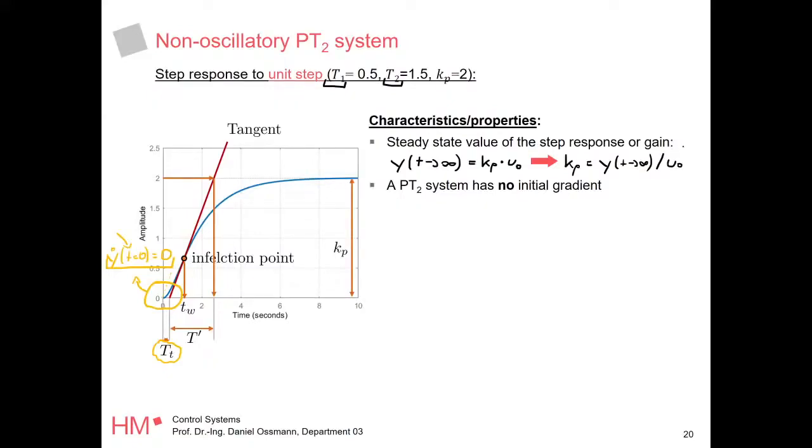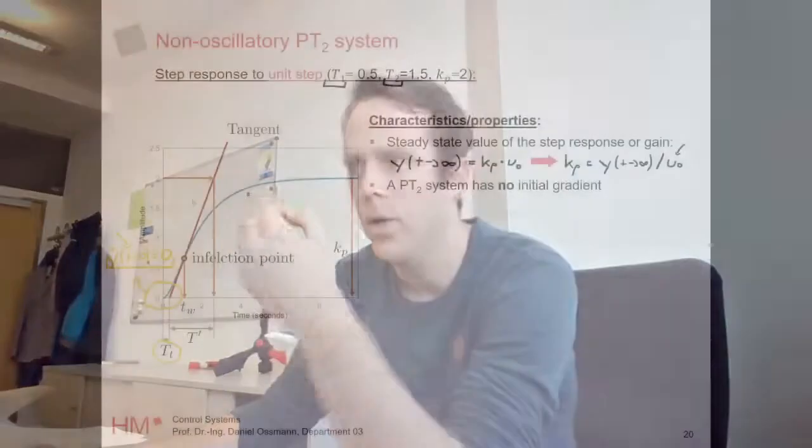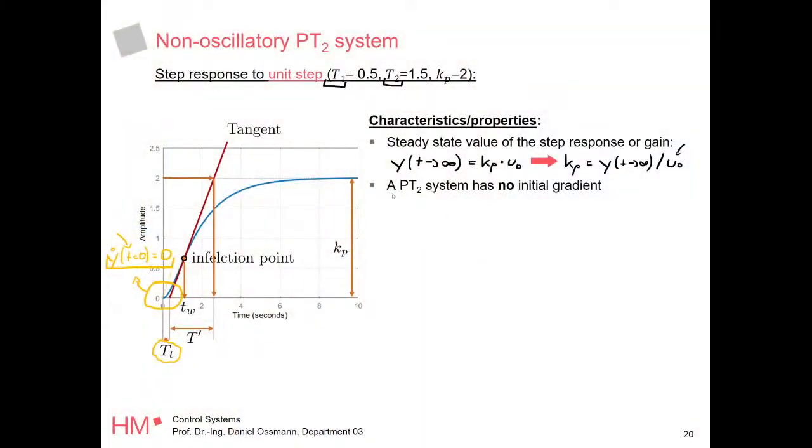Again, if you do a step input, this is always going to be 1, a unit step. But you could think of a different step input. For example, with the espresso machine, we had 0.25. Then you need to take this into account, that the step input is not 1, because it's linear scaling with this. Okay. As I said, a PT2 system has no initial gradient.